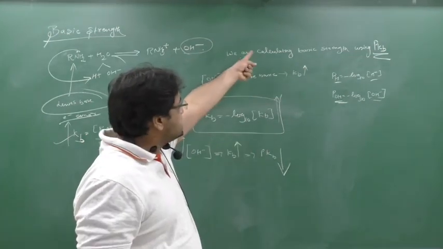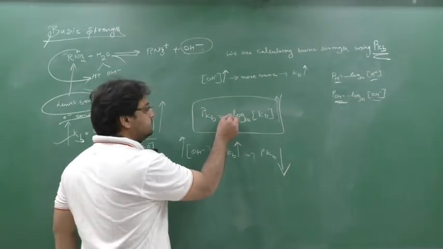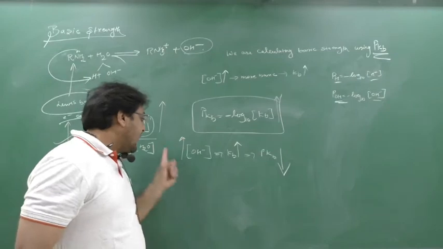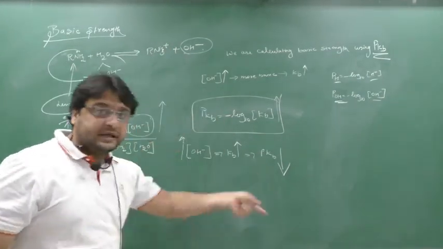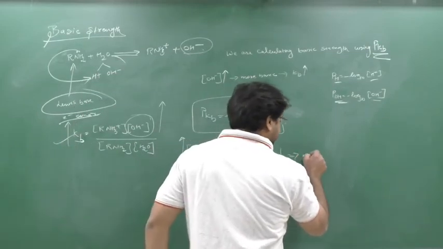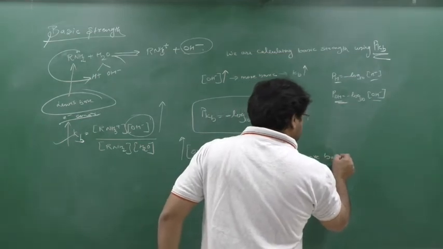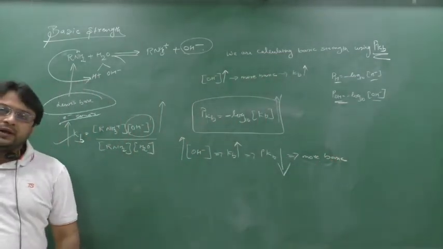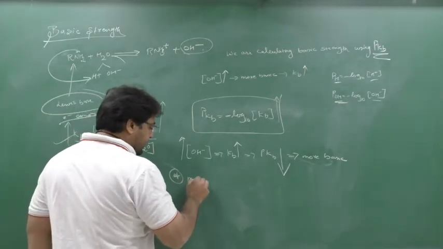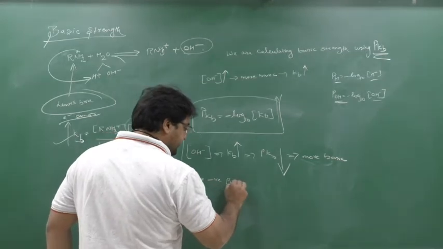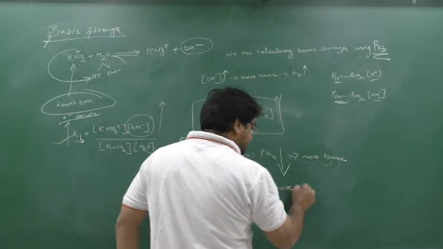Now Kb increases for more basic strength, so pKb will reduce because more negative. Yes or no? So higher the OH minus or higher the Kb or lower the pKb, substance will be more basic. Understood this logic? Or I can add on here one key point. The key point is more negative pKb indicates more basic strength.